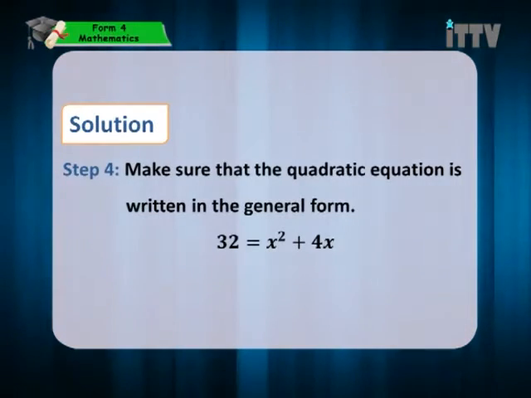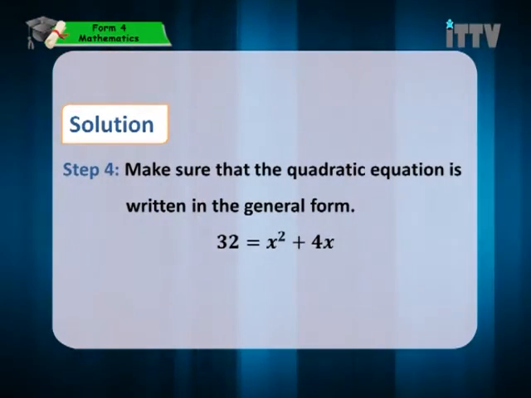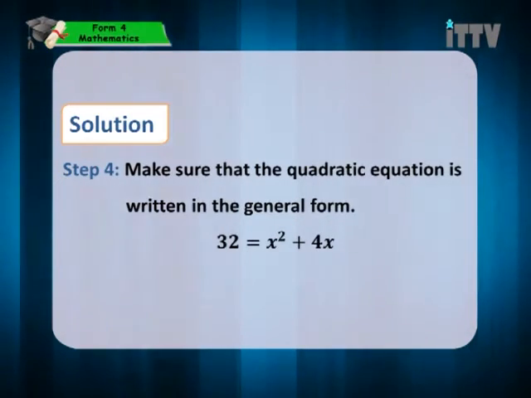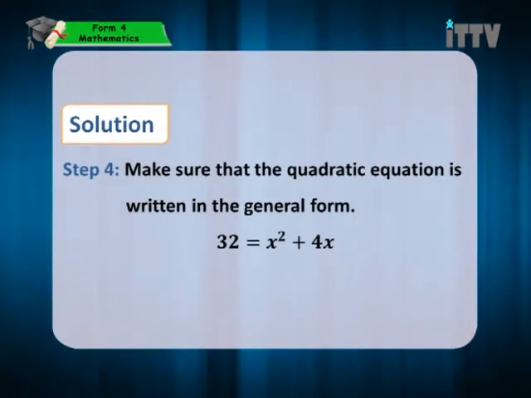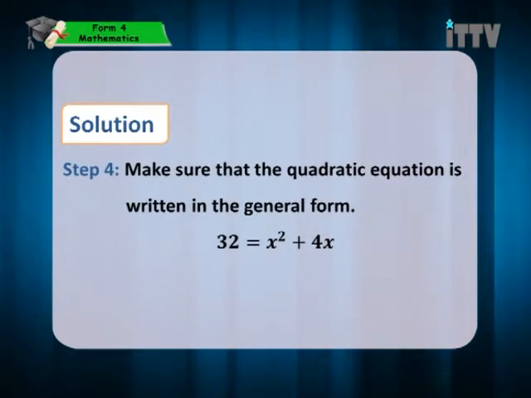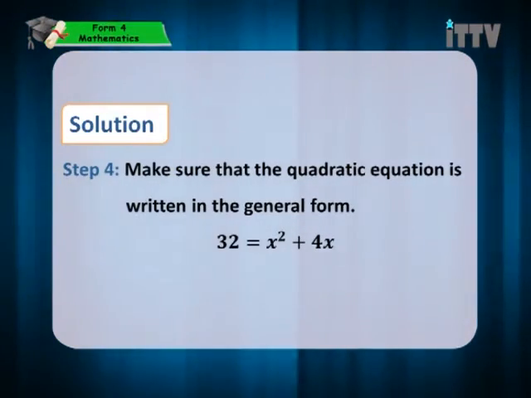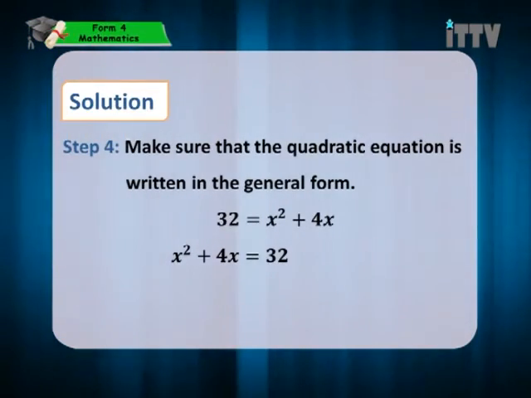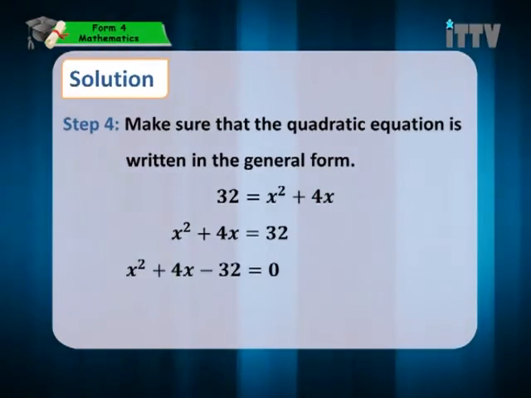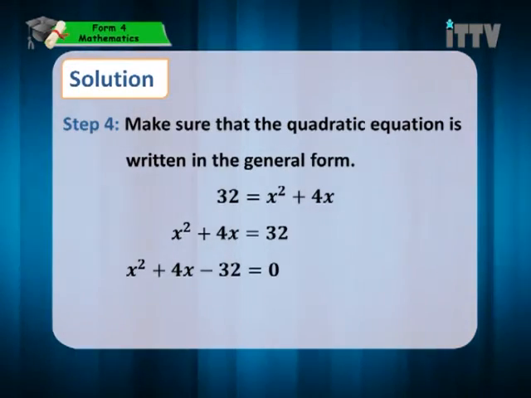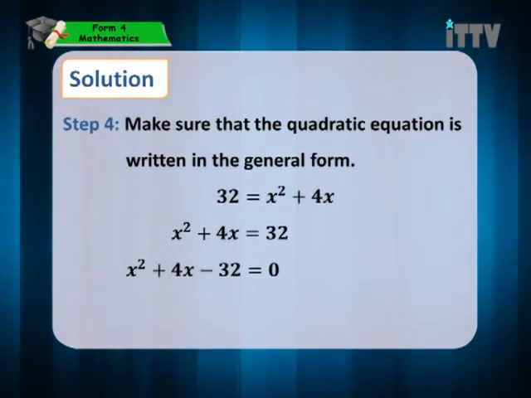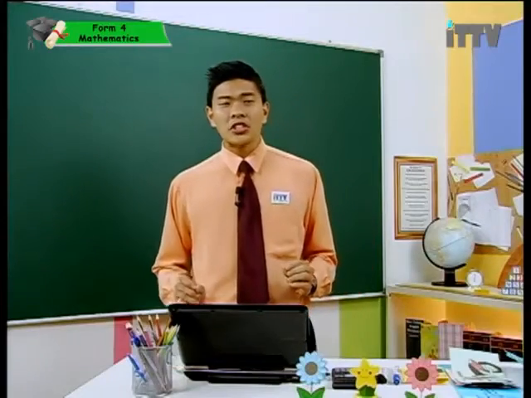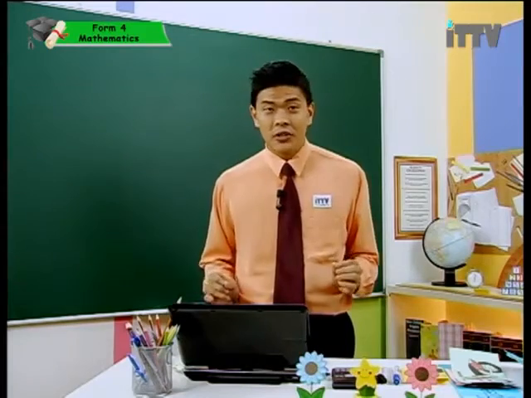In step 4, make sure that the quadratic equation is written in the general form. So look at this equation. We have 32 equals x squared plus 4x. Switch them around: x squared plus 4x equals 32. And in general form, x squared plus 4x minus 32 equals 0. So make sure your quadratic equation is always in the general form.